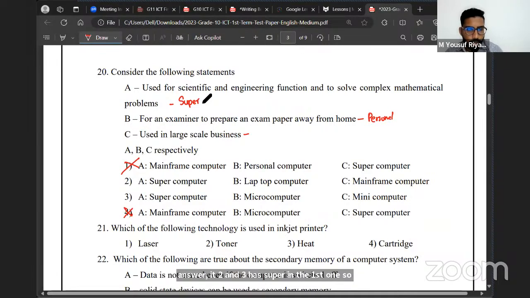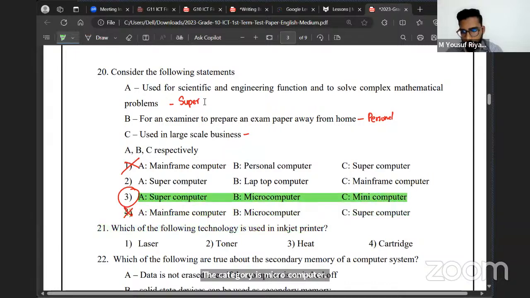Here we have microcomputer, laptop computer. There is no category called laptop computer. The category is microcomputer. So the answer is number 3. Boom. We learned that you can categorize the computer based on size and technology.